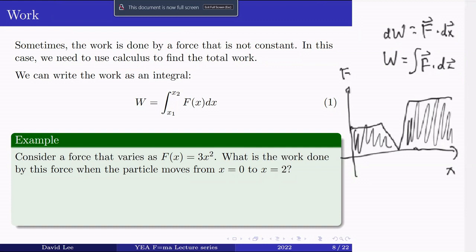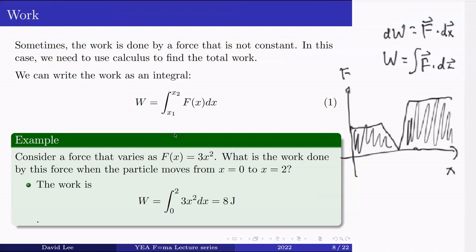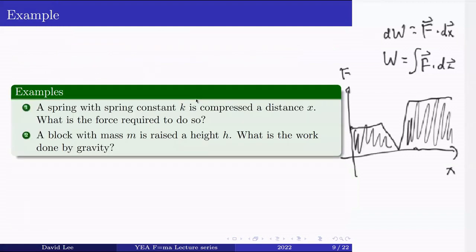Okay, yeah. So for this, we just have to use our formula, and we will get that the answer is just equal to this integral, which should be 8 joules. All right, let's do some more examples, and I'll give you a few more minutes for this, and these are actually pretty important. You will see them later on.